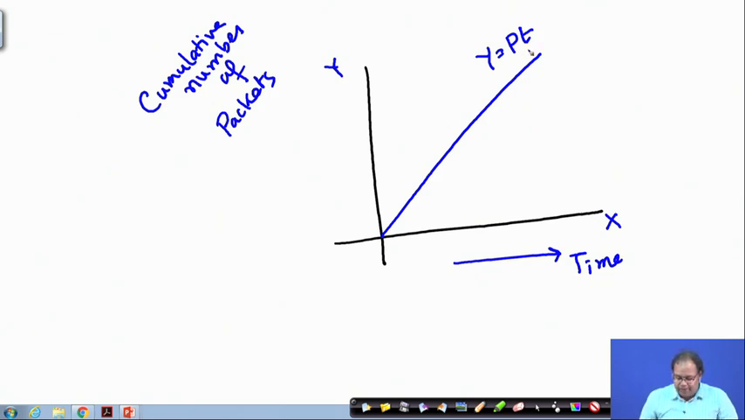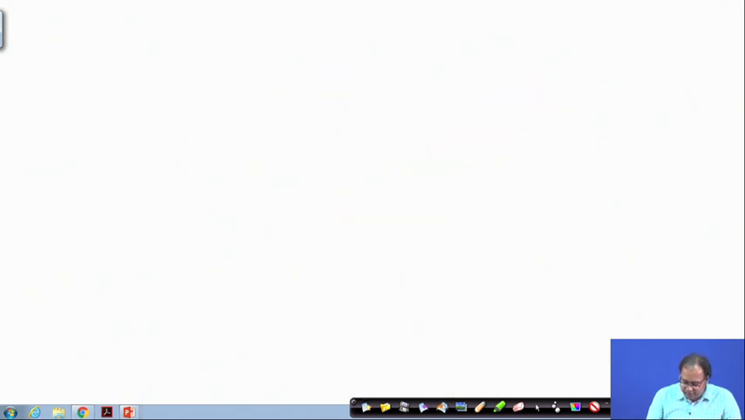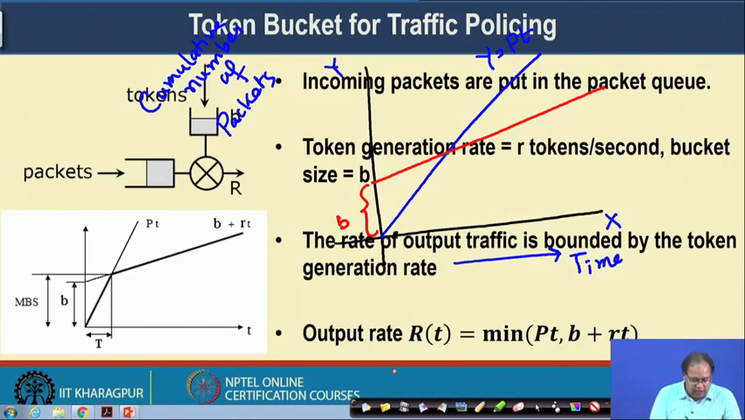Now, with this let us have the rate for this token bucket. So, this red line gives you the token bucket. So, this is the bucket size B, and then the notation that we used earlier, that B plus RT.